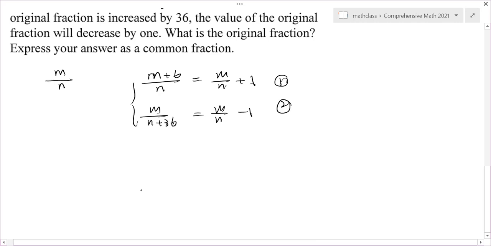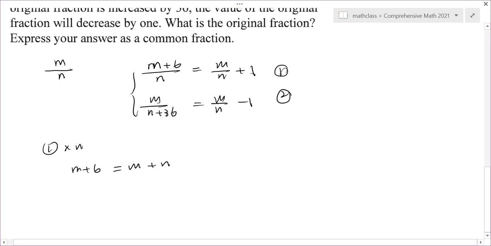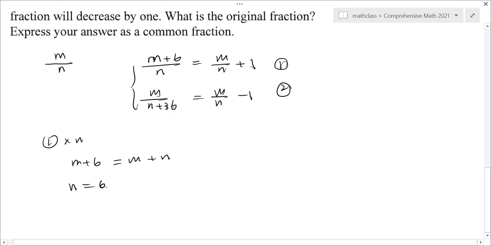I think the first equation is relatively simple, so we find a relationship. We multiply the first equation times n. So you get m plus 6 equals m plus n, right? Clear? So that implies already n is going to be 6. Yeah, n must be 6.